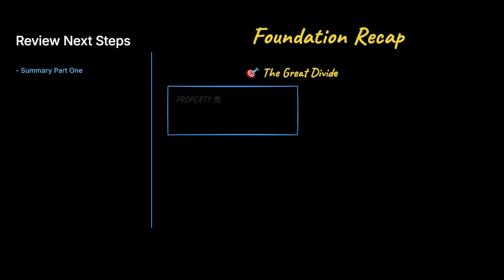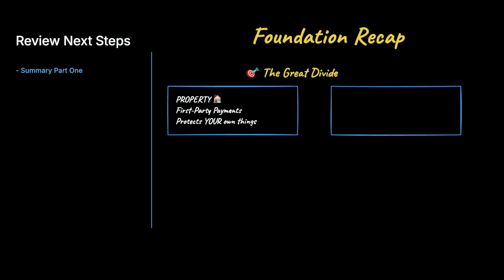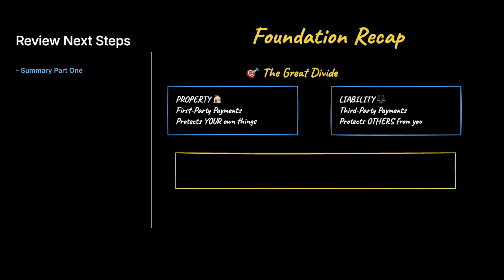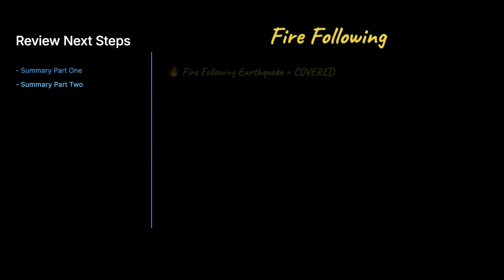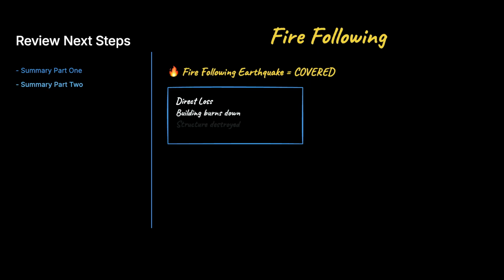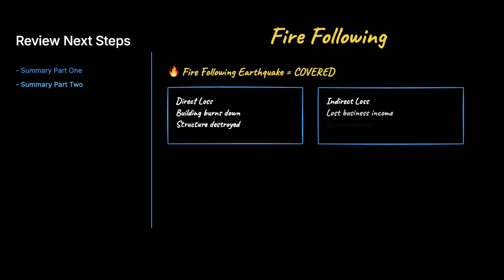Let's pull it together, because you covered the entire foundation of California property insurance. You learned the great divide, property protecting your own things through first-party payments, liability protecting others through third-party payments. You learned insurable interest must be genuine and must exist at inception and at loss. And you learned the 3 policy tiers: basic, broad, and special. You worked through direct losses versus the indirect ripples that follow.